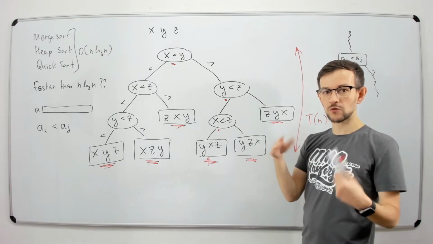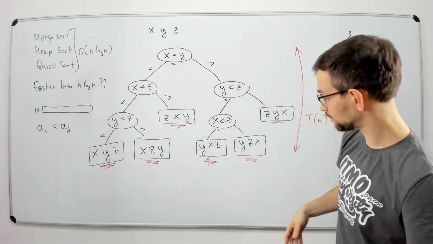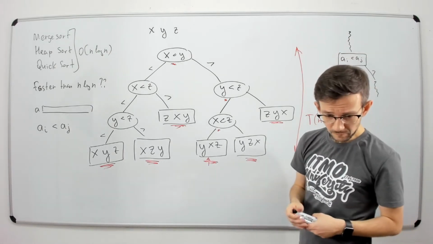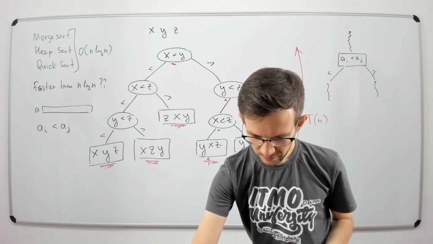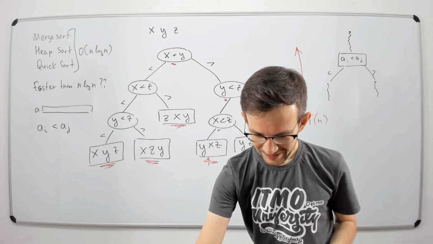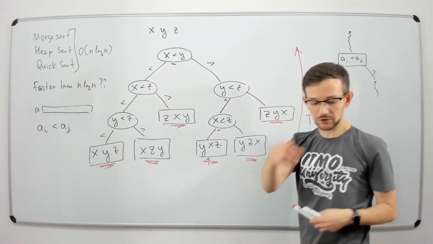So what is the number of different results you can get after sorting some array? Any ideas? You're too quiet today. Say something. N factorial, good.